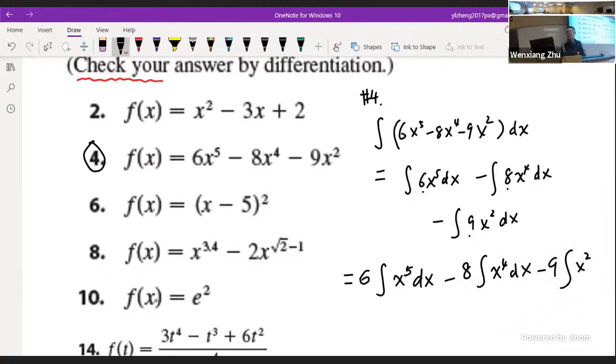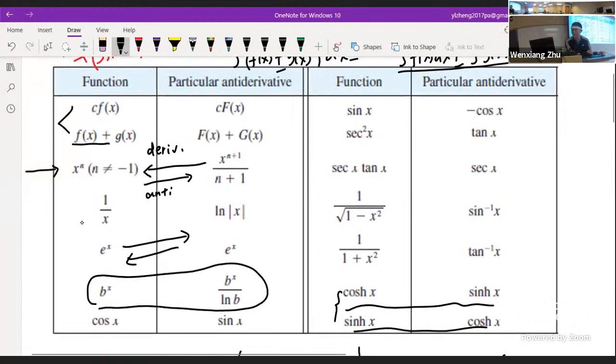Okay, now here is something you have to be really good at, which comes just after a few practices. I'm going to talk about this symbol here, the power rule, okay?